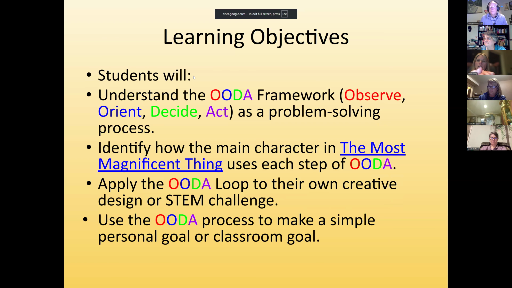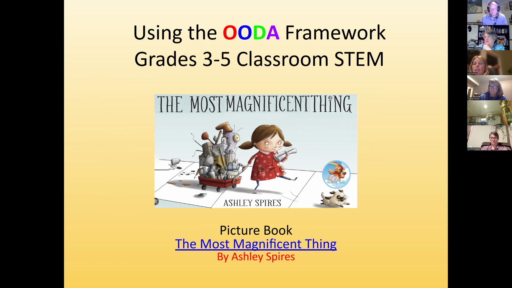But with that said, I'm really into picture books and incorporating multiple academic areas in science. My background's in science. And so this is using the OODA framework, grades 3-5 in the classroom setting using science and inquiry-based learning. On the front slide, if you opened it, you could click on the title, The Most Magnificent Thing, and it'll take you to the book on a YouTube video if you don't have the book. Whenever you see that through the slides, it's hyperlinked. So I did figure that out. So next, please.